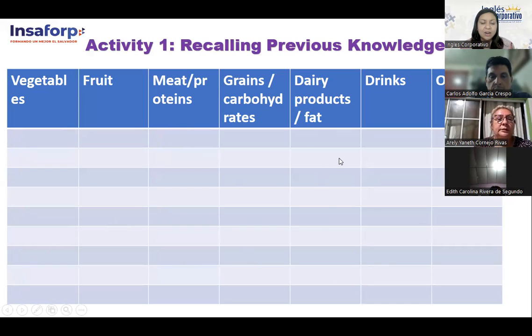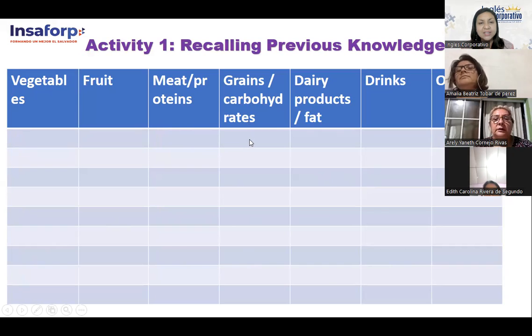When we talk about food, we have a lot of categories. We have vegetables, fruits, meat or proteins, grains or carbohydrates, dairy products or fats, drinks, and others. So guys, right now, I want you to copy this table in your notebook and start brainstorming vocabulary for vegetables. You can complete it with tomato, potato, fruit, bananas, apples, meat or proteins, chicken, eggs, carbohydrates, rice, beans, dairy products, milk, cheese, drinks, coffee, orange juice, etc. And you can write in this column other foods that are not in these groups.